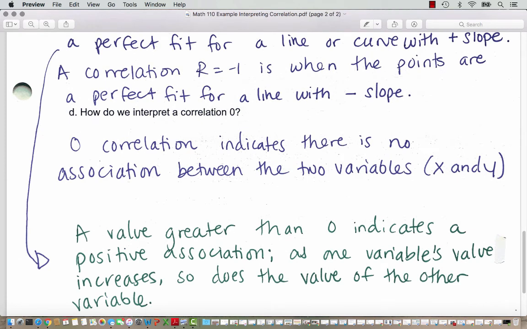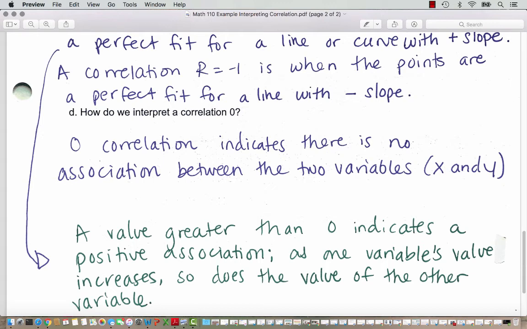How do we interpret correlation 0? A 0 correlation indicates there is no association between the two variables, x and y. I like to think of 0 correlation as kind of corresponding to a big blob, or sometimes if you have a perfectly symmetric curve and you're trying to fit a line, there's no way to fit a line to a curve. So you would have no correlation there because your curve is both decreasing and increasing.